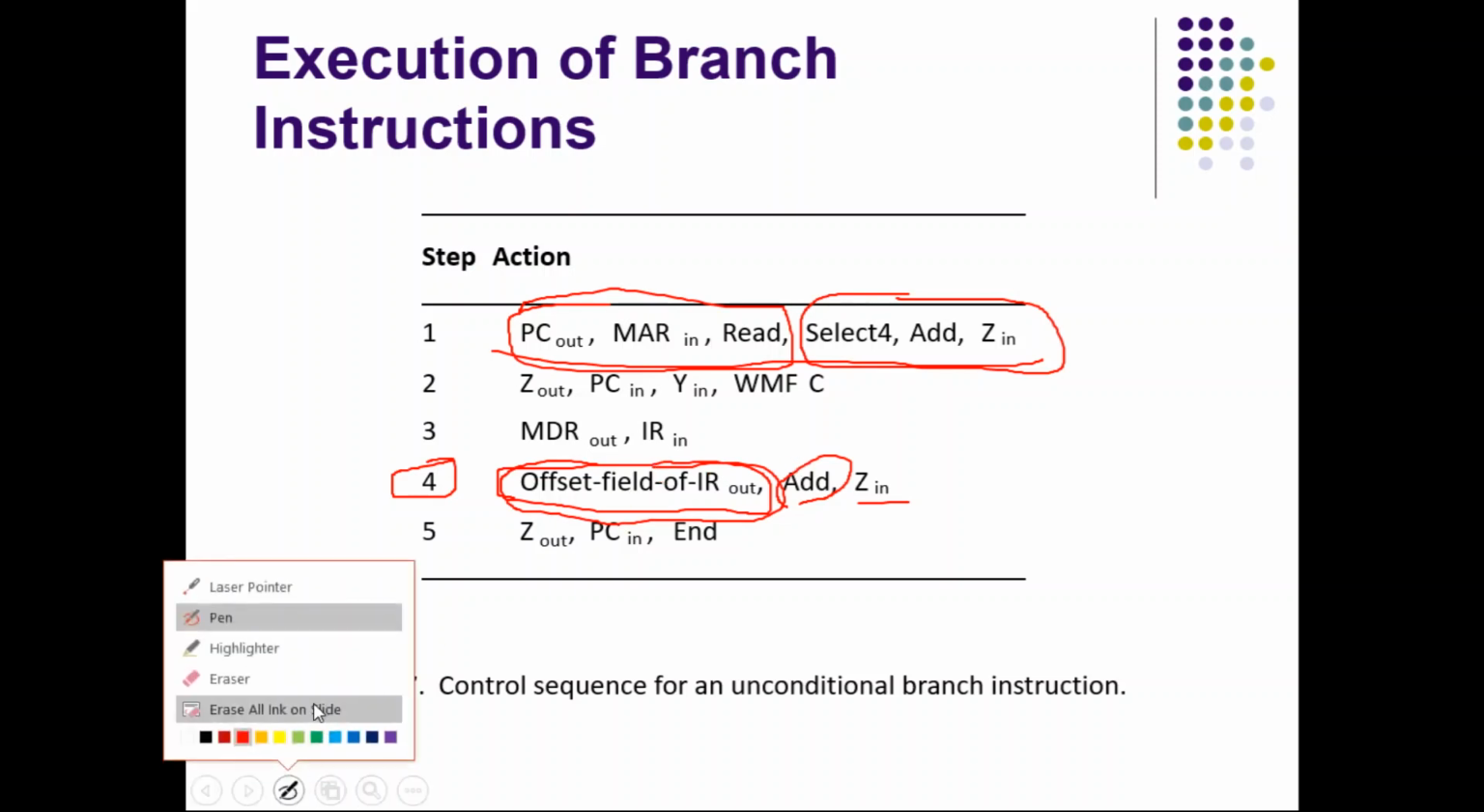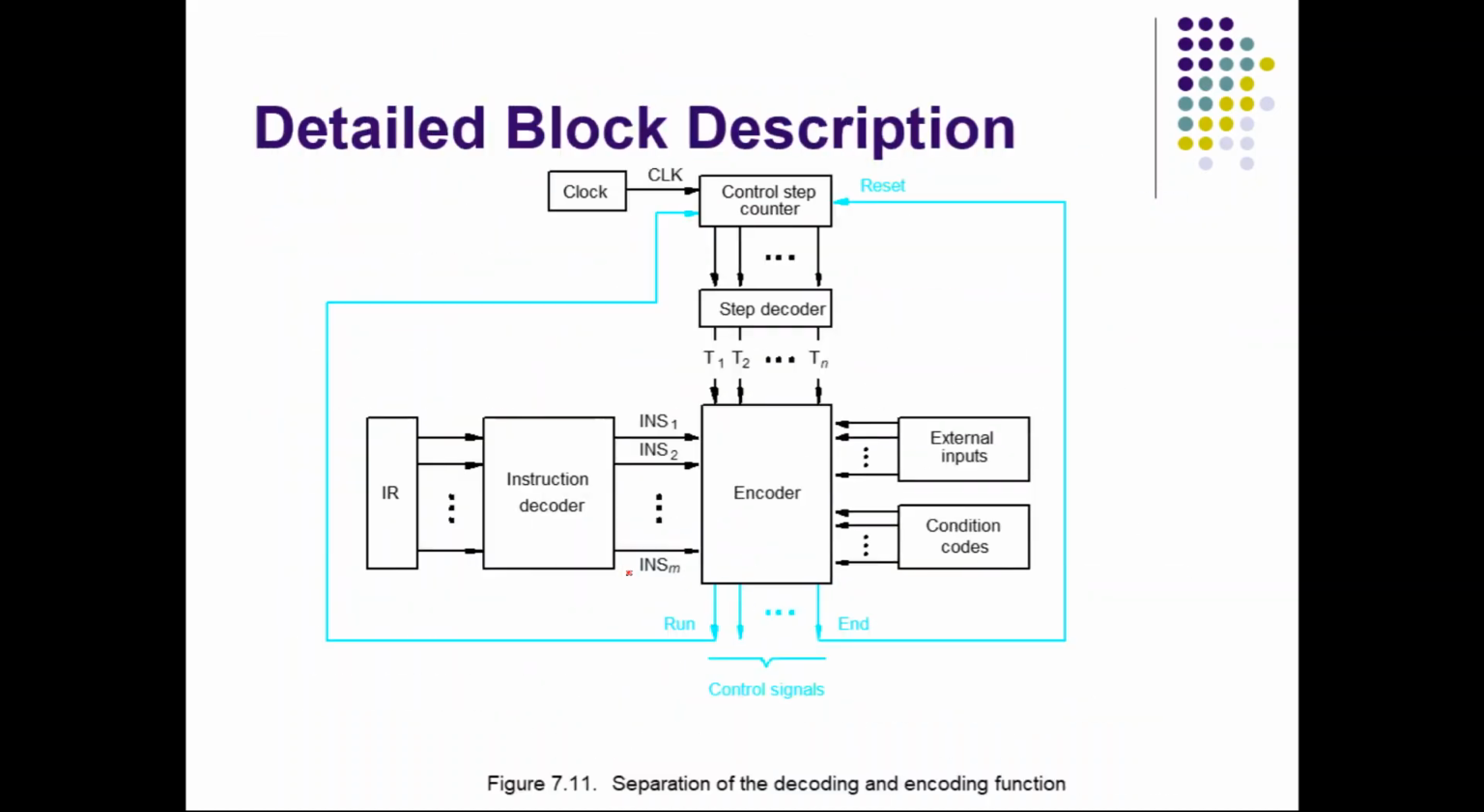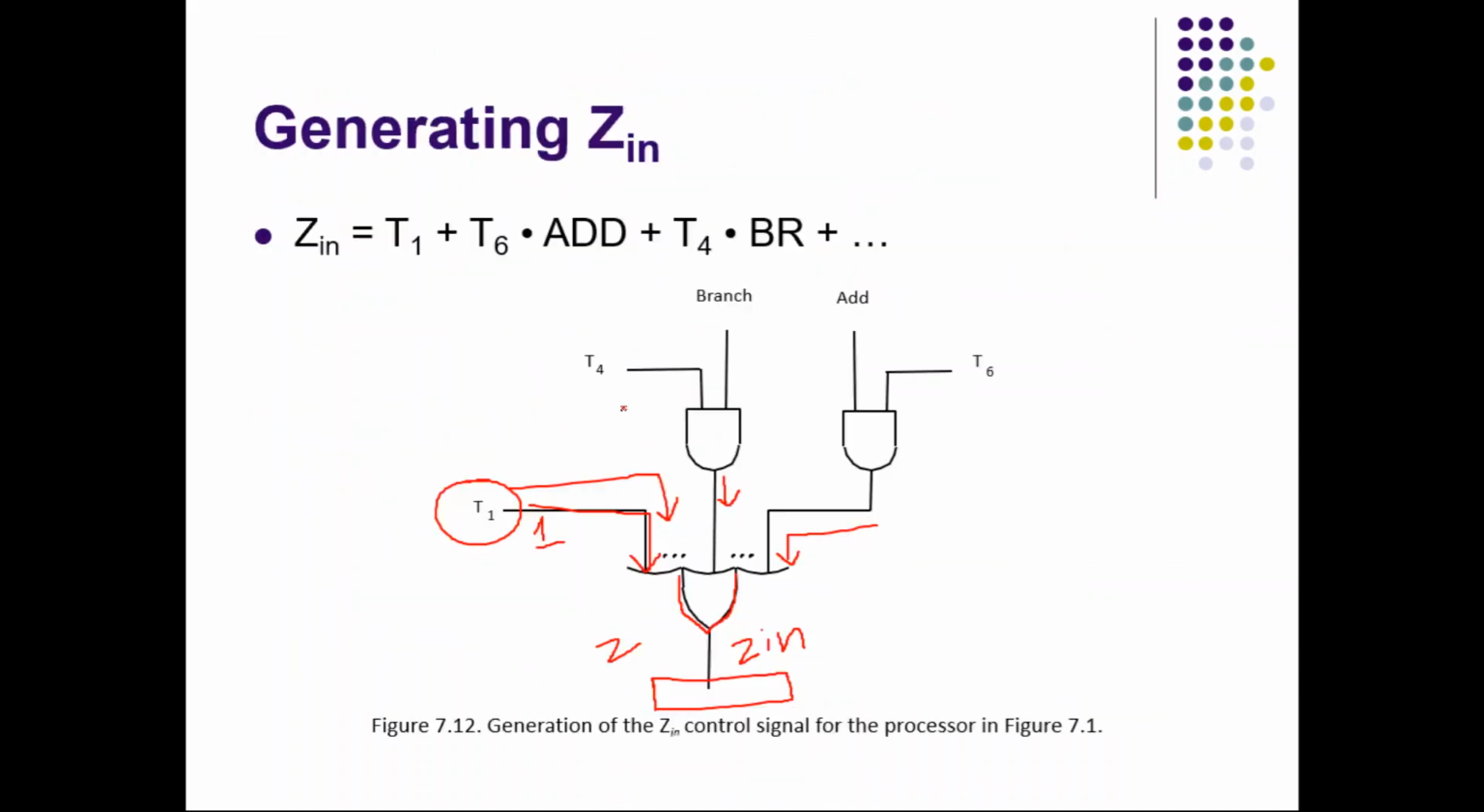At time 4, if there is a branch instruction, then Zin should be enabled, right? So here we got this. At time 4, if there is a branch instruction, then Zin will be enabled. That is, the 1 will be generated here. This is an OR gate, right? So even if one input is 1, whatever the output, that will go to Zin. Similarly here at time 1, it will always be enabled, so it will go into Zin.